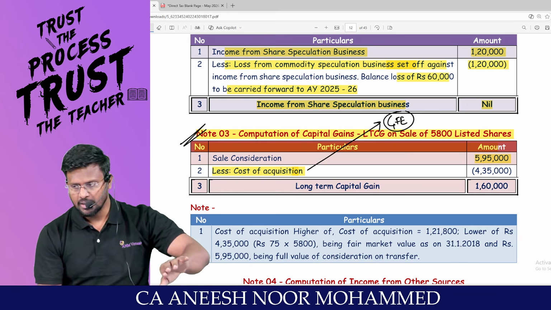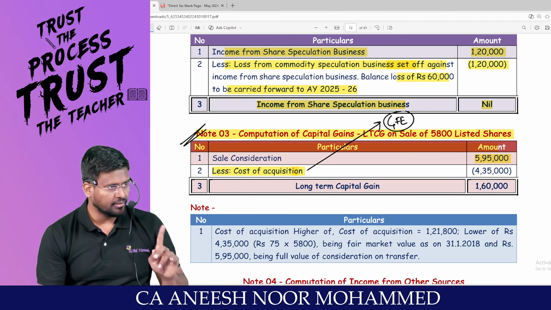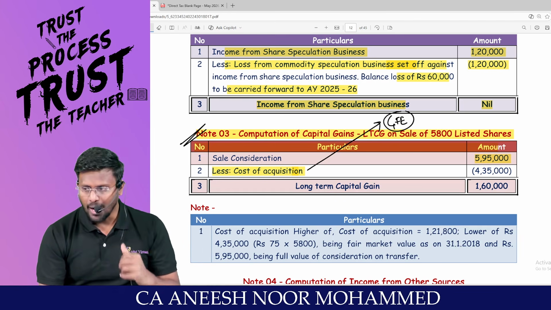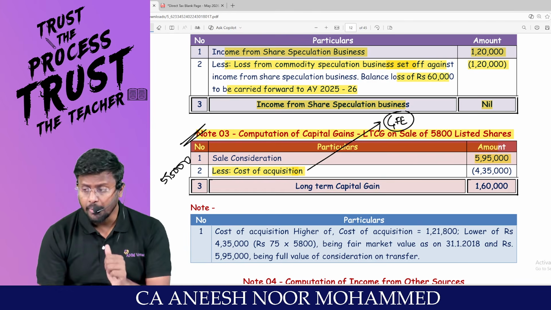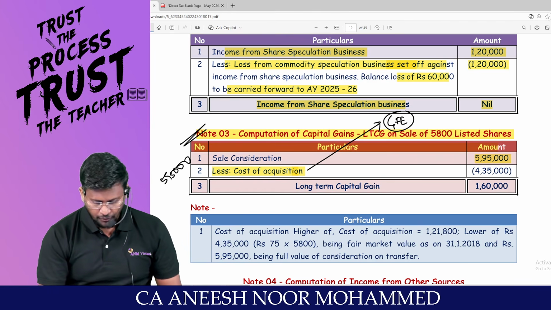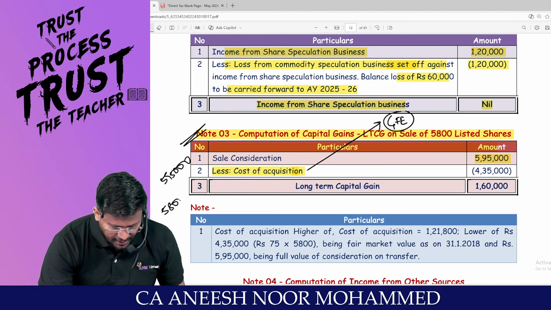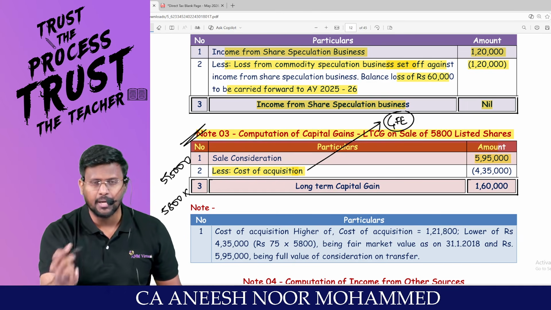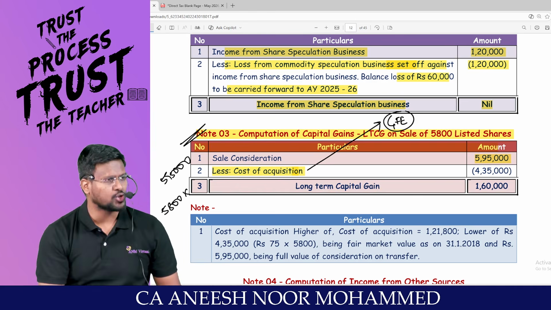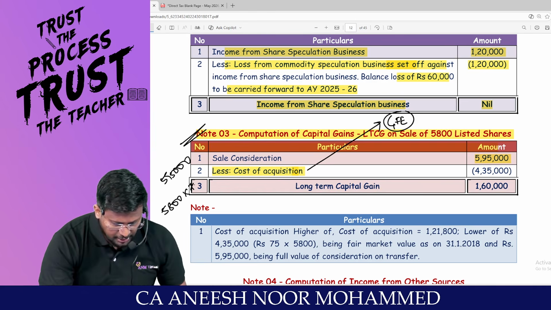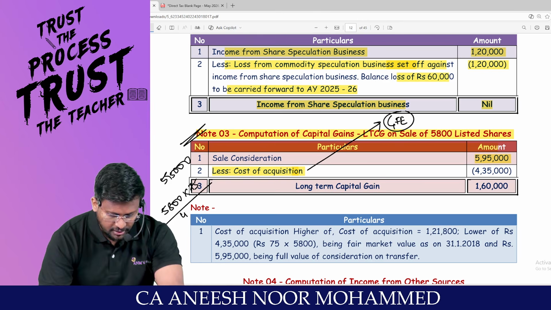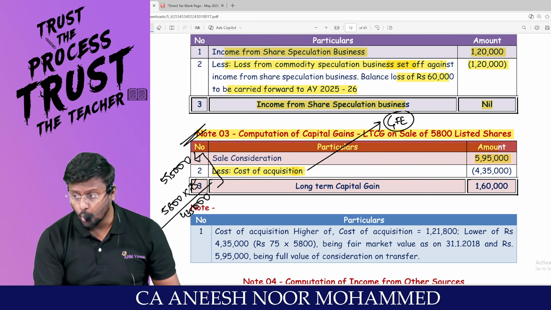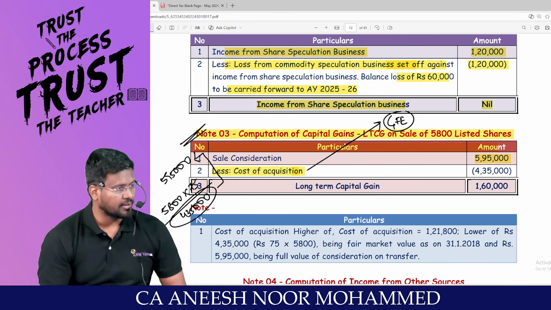Grandfathering means, sir, earlier it was exempted, then it has become taxable. Tell me what is the full value of consideration? 5,95,000, right? How many equity shares? 5,800. So 5,800 into the fair market value on the date it became taxable. On the date of amendment, how much rupees is the fair market value? 75. So take your calculator. 5,800 into 75 comes to 4,35,000. You tell me 4,35,000 or 5,95,000, whichever is lower. So I will choose 4,35,000.